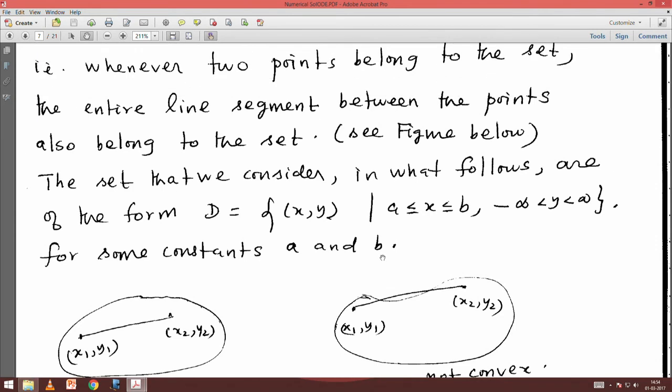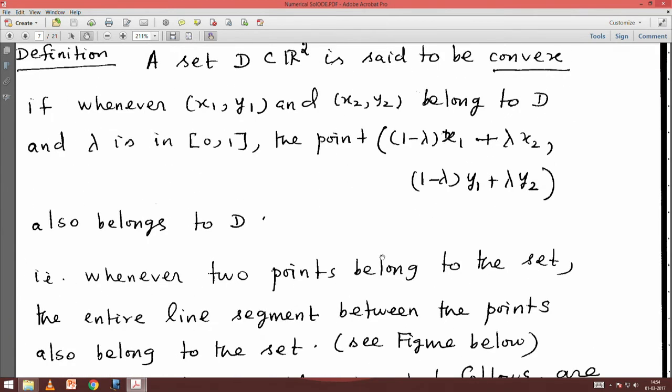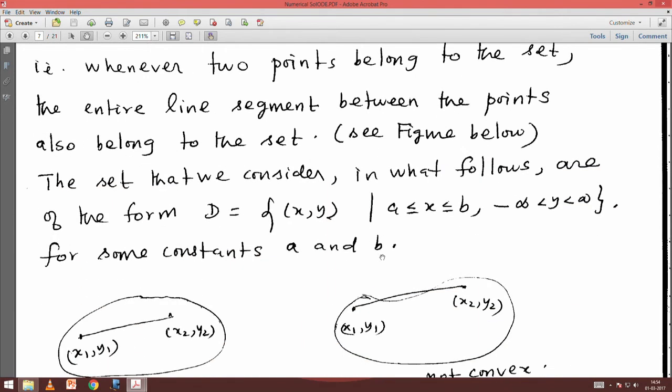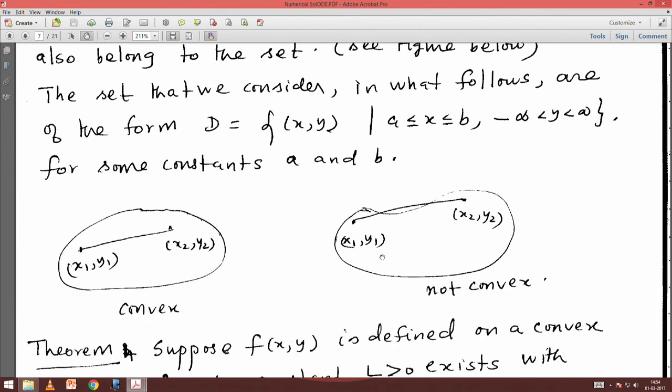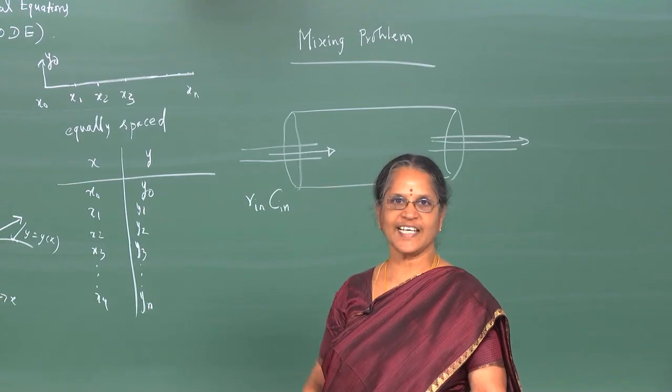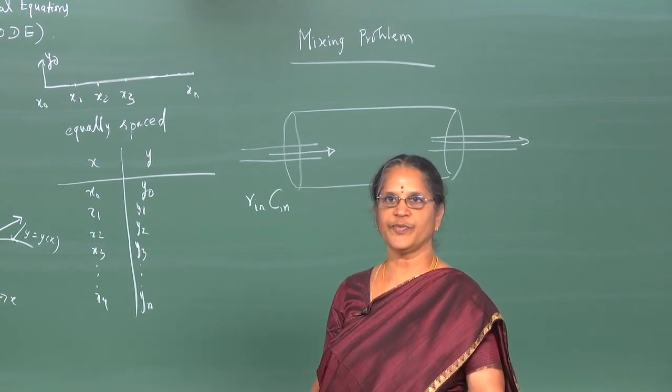So, consider a set which is convex. In what follows, our discussion is based on such a set which is a convex set. So, let us present this result. Suppose the function f of x comma y that appears on the right hand side of a first order differential equation dy by dx equals f of x comma y is defined on a convex set D, which is a subset of R2.